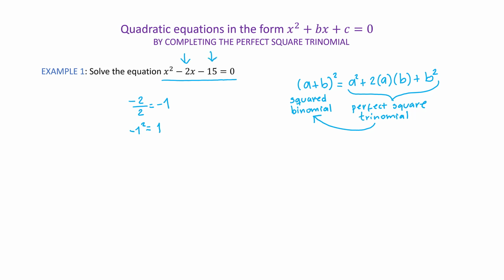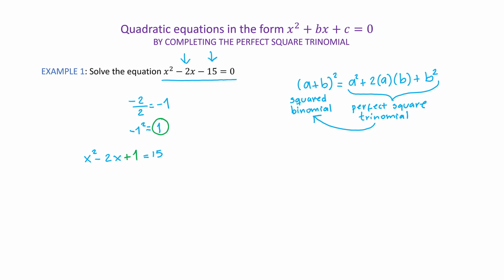Since it's not 1, we are going to pass the number that we have, in this case minus 15, to the right side of the equation. And we get x squared minus 2x equals positive 15. Now you can see that I left a space between the 2x and the equal sign. That's because I'm going to add the number that I need to make it a perfect squared trinomial. I already saw that the number that I need is 1. So I am going to add positive 1 as the third term of the trinomial.